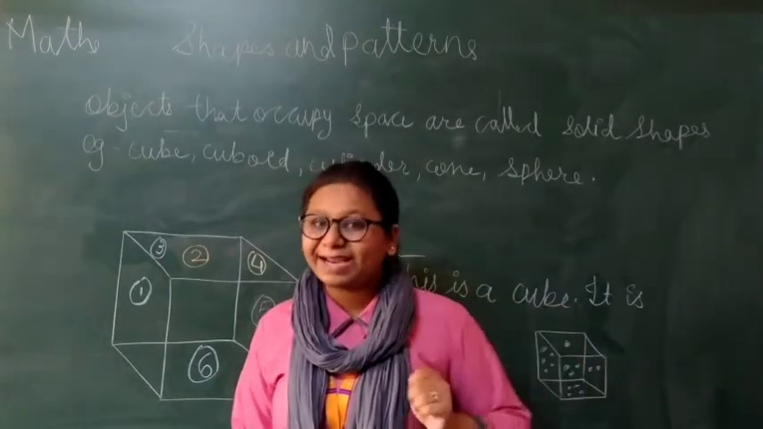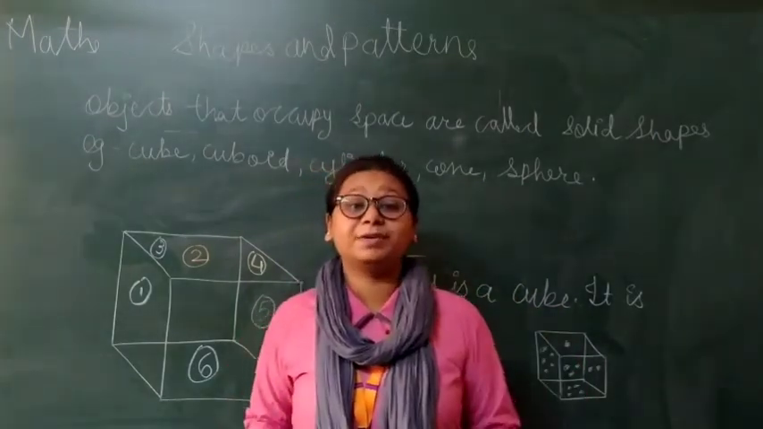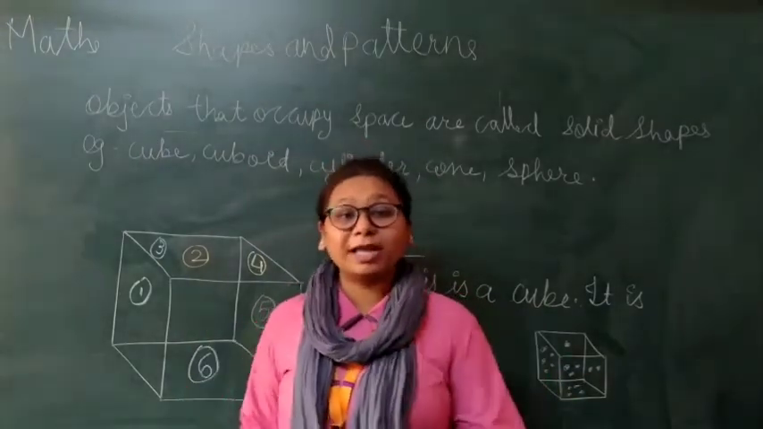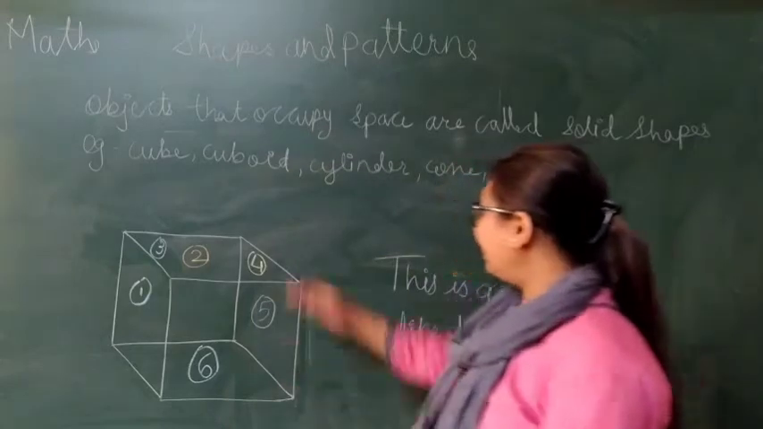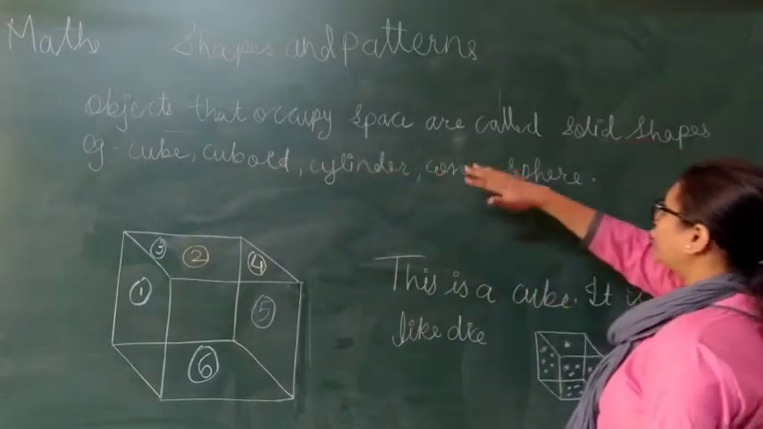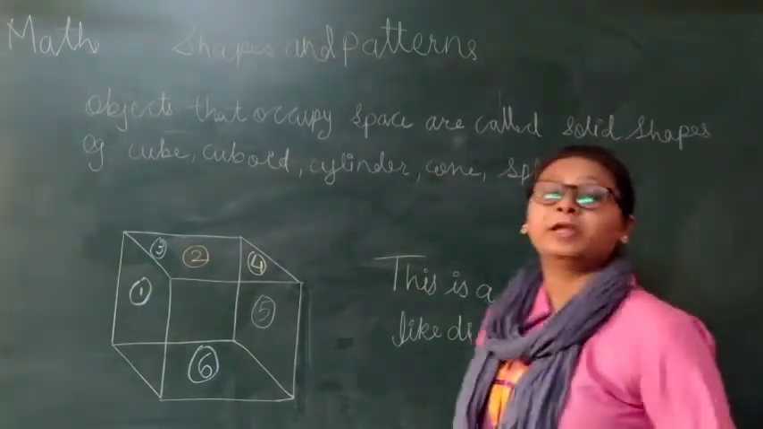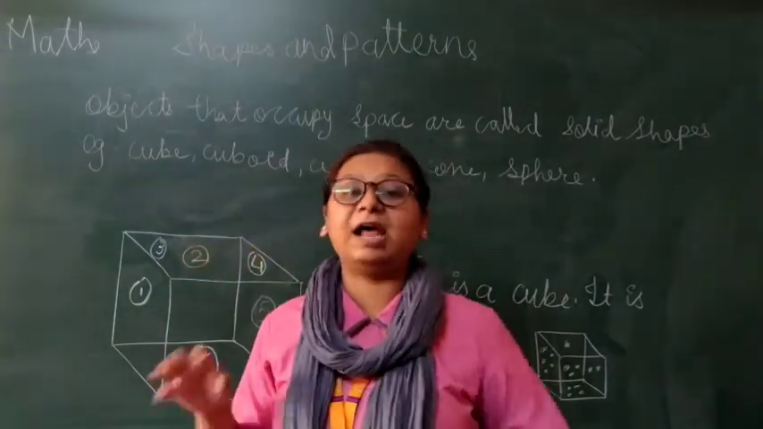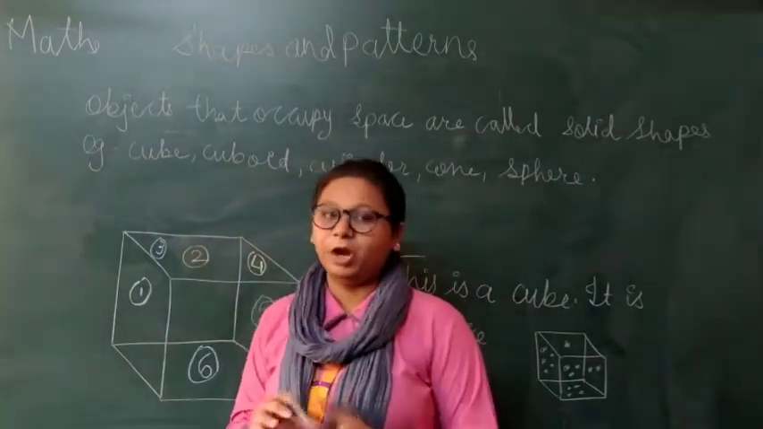Circle and triangle. Now today we are going to study about the solid shapes. Now students, what are solid shapes? Solid shapes are objects that occupy space, okay? The objects that occupy space somewhere are called solid shapes, okay?